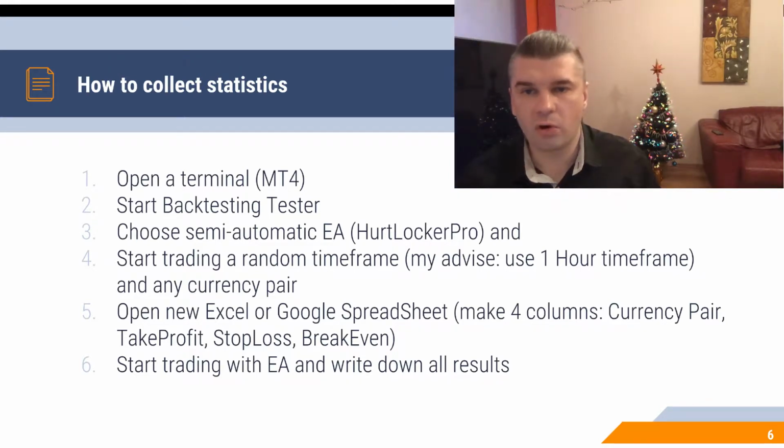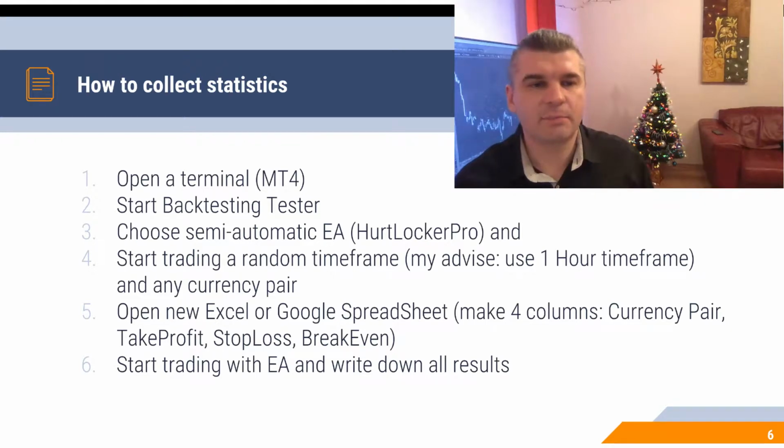Make 4 columns: currency pair, take profit, stop loss, and break even. And the sixth point is to start trading with your expert advisor. It could be your personal expert advisor which helps you to trade and gather statistics, and write down all your results.